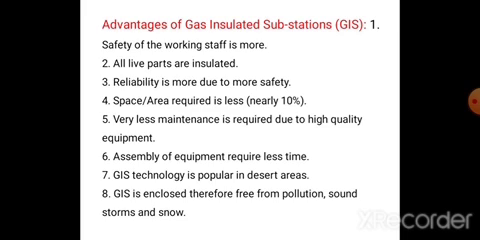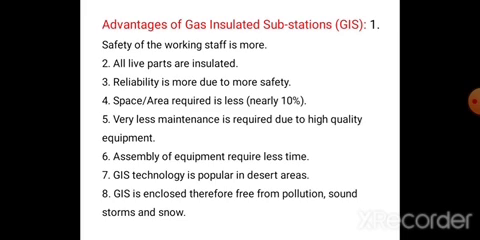The space or area required is very less, nearly 10%. Compared to outdoor substations, less area is occupied in a gas insulated substation, and more area is occupied in an outdoor substation. Very less maintenance is required due to high quality equipment, and assembly of equipment requires less time.